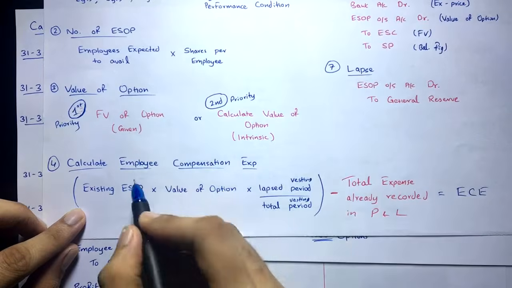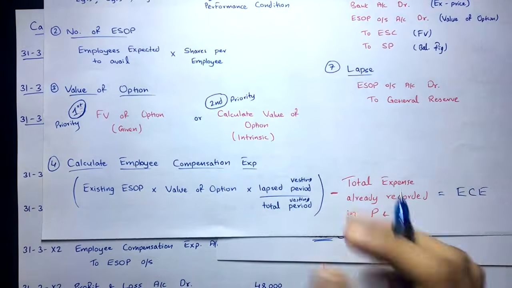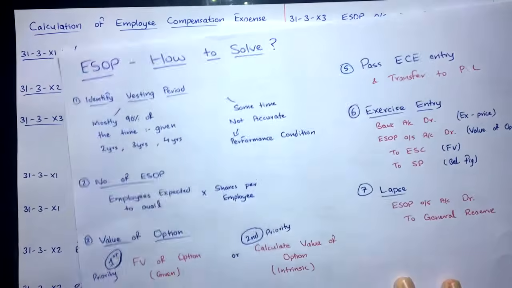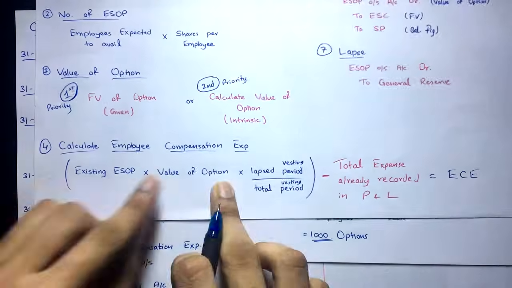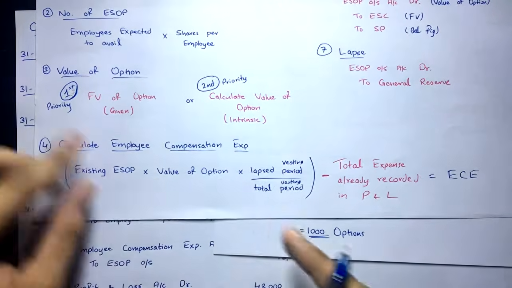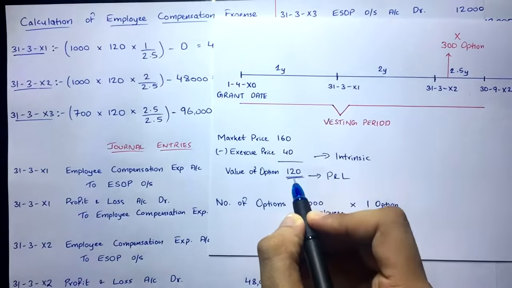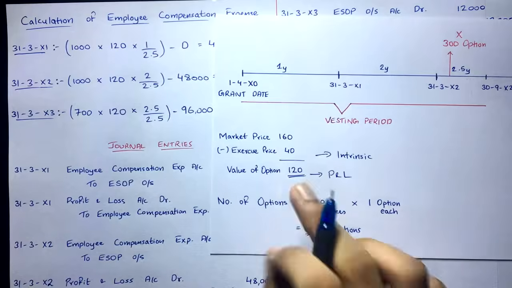And I've told you, employee compensation expense is directly what? It is the expense that the company is incurring because of ESOP, and the expense is what? Value of option, isn't it? The discount that is being offered, right? So you have to take the number of options, the number of ESOPs, into the value of option. Now here the value of option is what? 120. Now the value of option will never change. The value of option will never change.